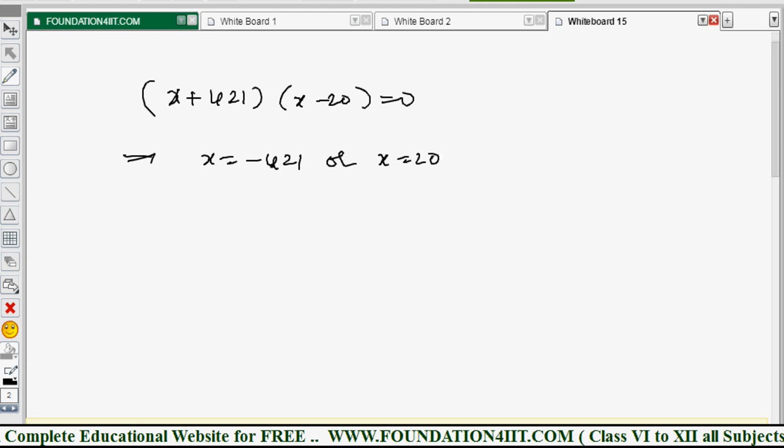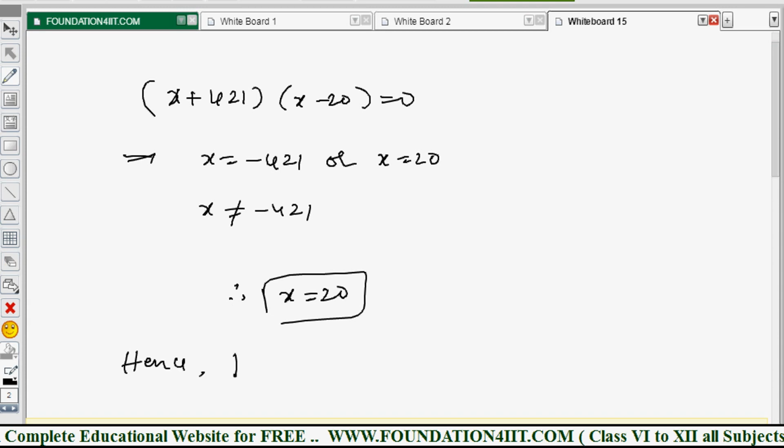So here x equal to minus 421 is neglected, because it should not be a negative value. Therefore x is equal to 20. So x is the number of months, hence the required time. So x is the time I have taken. So time is equal to 20 months. So 12 months is 1 year, so then 8: 1 year, 8 months is the total time period, right?